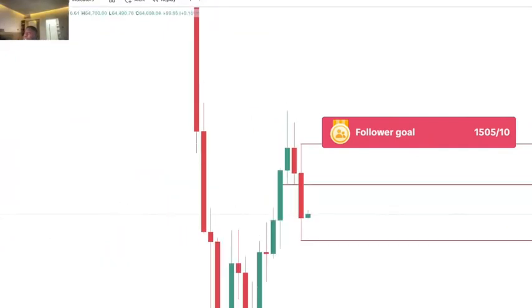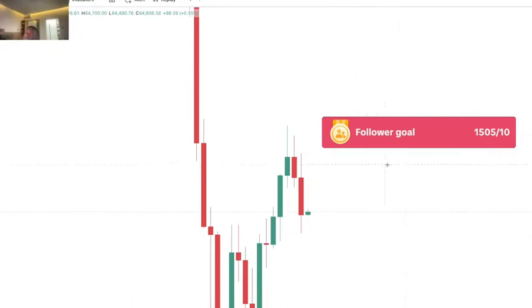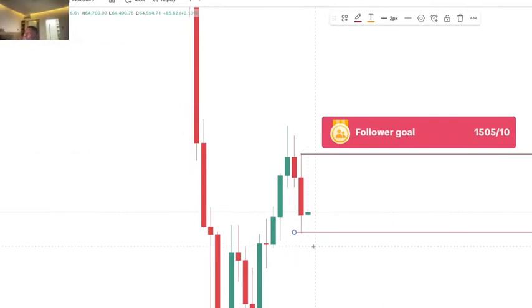So let me start afresh. Okay, so I want to make my Bitcoin analysis. So I mark out my yesterday's high and yesterday's low. So whatever I'm doing, I need to fall in this zone.